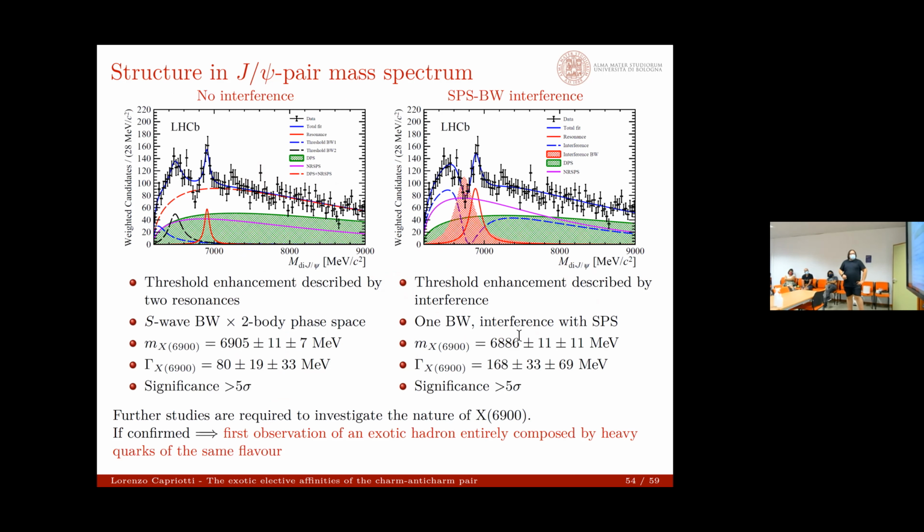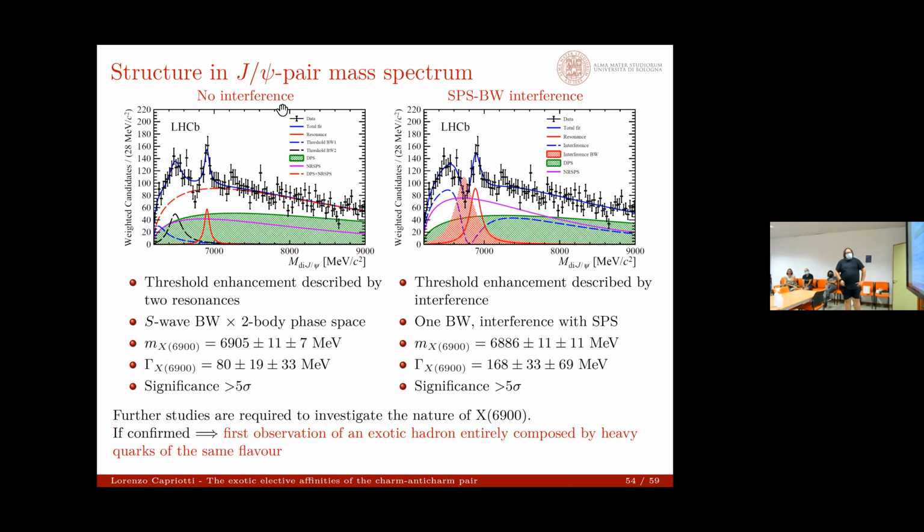They both require at least one resonance, which is this one here at 6,900 MeV. But then the problem is to describe the enhancement at threshold. We can do it either with another pair of resonances, which you can see here on the left, or with interference between the new resonance and the single parton scattering background, where this resonance is also supposed to come from. They're both very good descriptions of the data, so we have no means to disentangle them. What we know is that there's definitely a new resonance here.